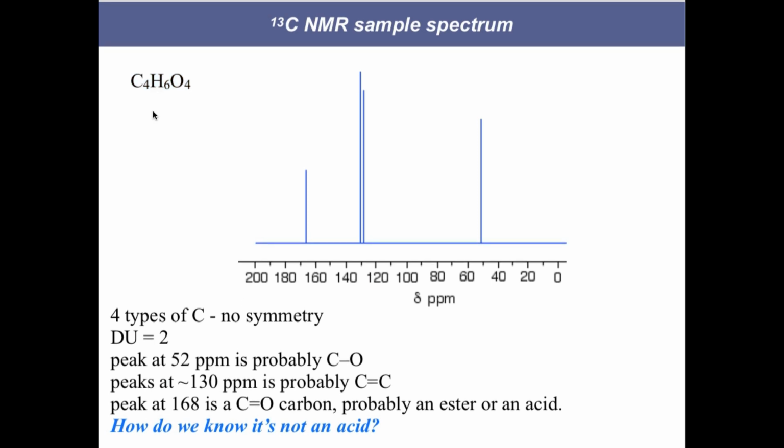If you calculate the degrees of unsaturation, it should be C4H10 if it was saturated. We have C4H6, which means we're missing 2 pairs of hydrogens. So this has a degree of unsaturation of 2. So we've got 2 double bonds or a double bond in a ring or something like that. But because we've only got 4 carbons, it's probably unlikely that we've got a ring.